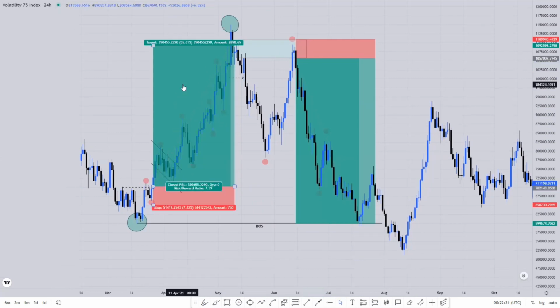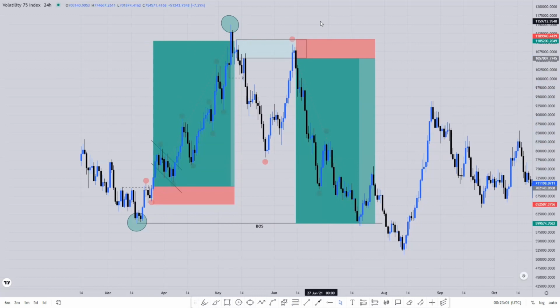If you notice this first entry here, with a minimum lot size, you could have risked roughly $50. Let's say you have a $100 account, then you take a 0.001 on that particular position, right? You're going to risk $50, which is half of your account. But how much are you going to gain? You're going to gain 390, if not $400. So by the time you hold this trade from here to there, your account balance instead of being $100 is now $500, just by risking $50.